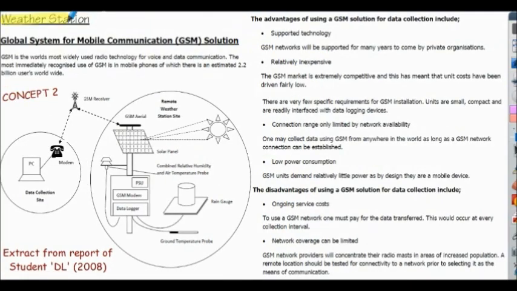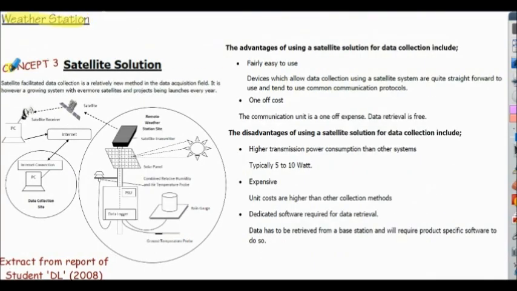Our weather station concept 2, termed GSM solutions: description, diagram, advantages, disadvantages. And finally weather station concept 3, termed the satellite solution: very brief description, diagram, advantages, disadvantages.